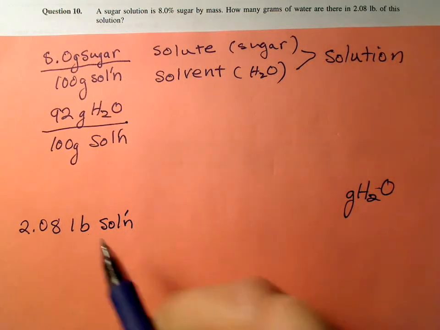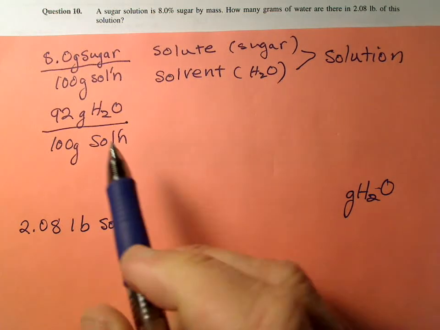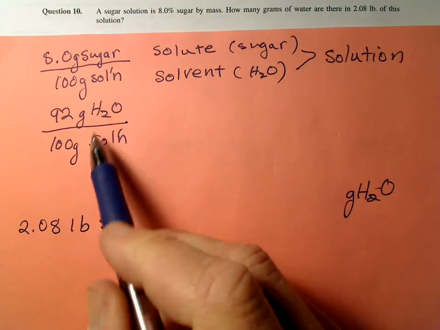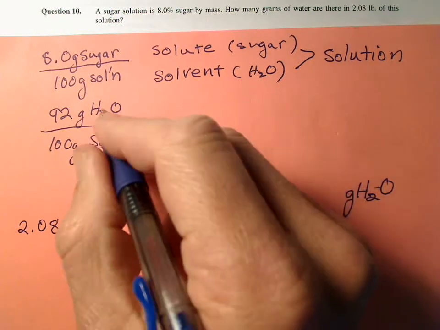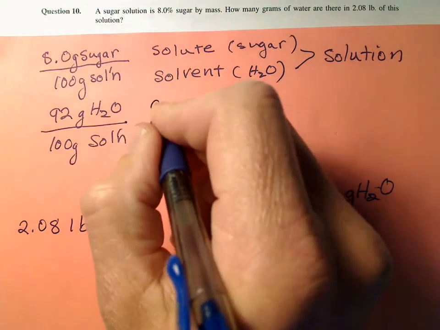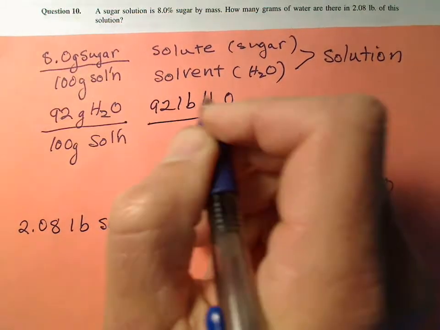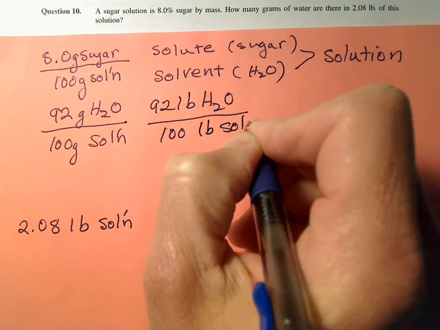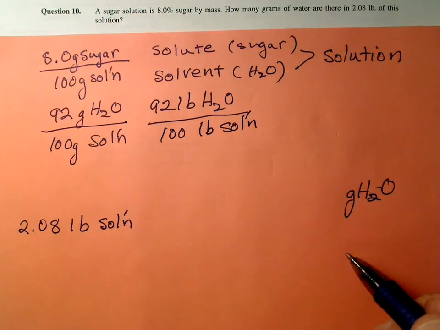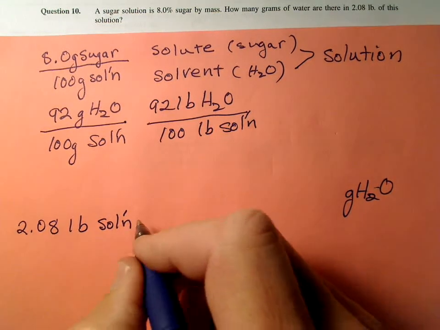So I need to get from solution to, in this case, solvent. Do I have a conversion? Oh yeah, I have 92%. Remember, this is percent by mass, so as long as they're both mass units, I could also say this is 92 pounds of water per 100 pounds of solution. Sometime I'm going to have to convert to grams, but I can do it at the end or right now. Let's do it at the end just for fun.